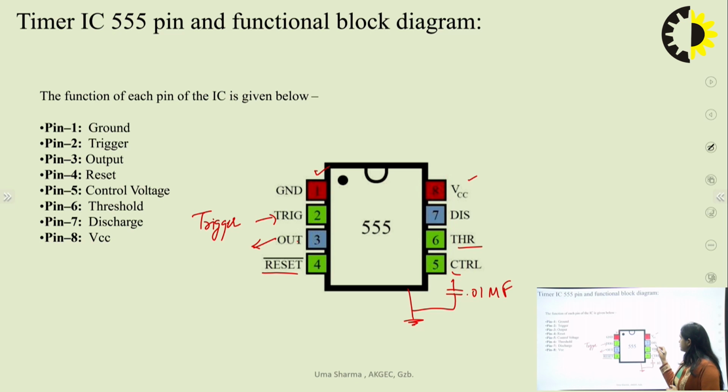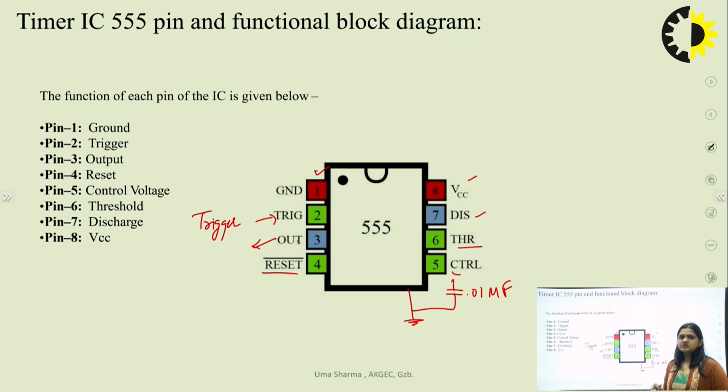Now come to pin number 7, that is the discharge pin. If we want to design some application like monostable or astable, as we have seen in the previous slide, we can design some oscillators using this 555 timer. So the discharge pin is used to discharge a capacitor which is externally connected to the IC. So this is our discharge pin.